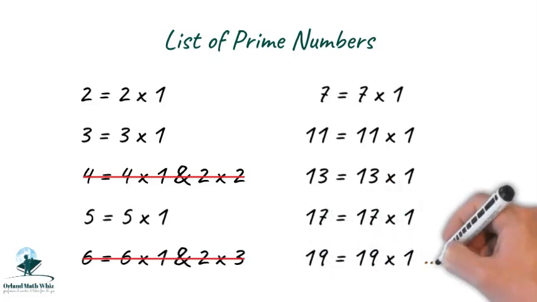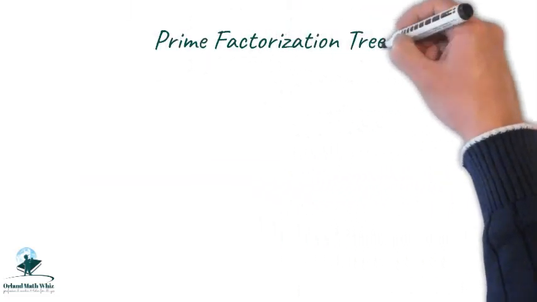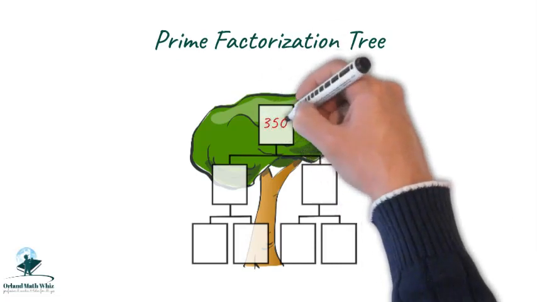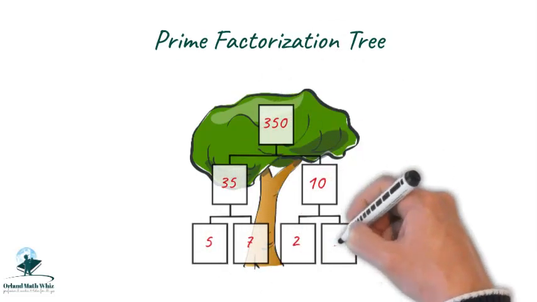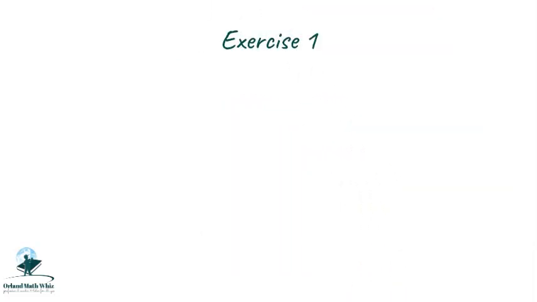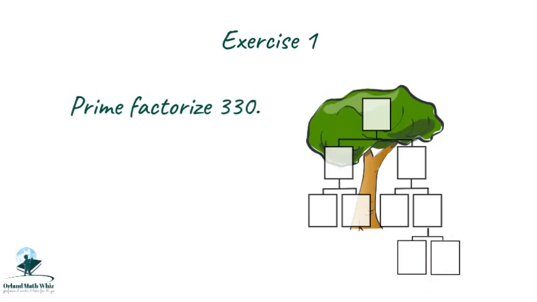I will leave it up to you to list more, but the list of prime numbers goes to infinity and never stops. Let's begin by prime factorizing several numbers to illustrate the process. We use what is called a prime factorization tree. Exercise 1. Let's break down the number 330 into its prime parts.